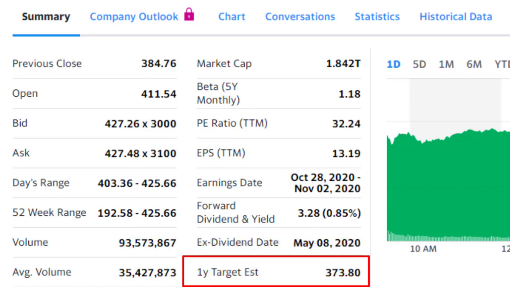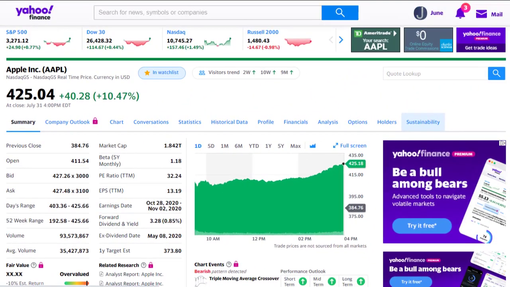Finally, the 1-year target estimate. This is an estimate of what a group of analysts believe the Apple stock will be worth in 1 year. This is an estimated target. You will find that analysts have widely varying opinions. So make sure you do your own research and come to your own conclusions. As we can see, Apple stock has already blown past the analyst's estimated target price. Please do not put much weight on this piece of information.